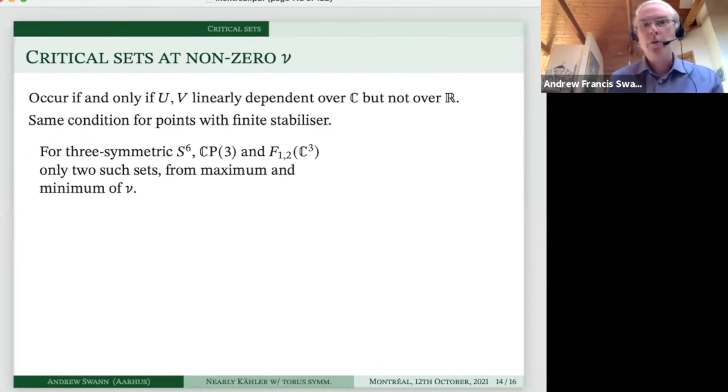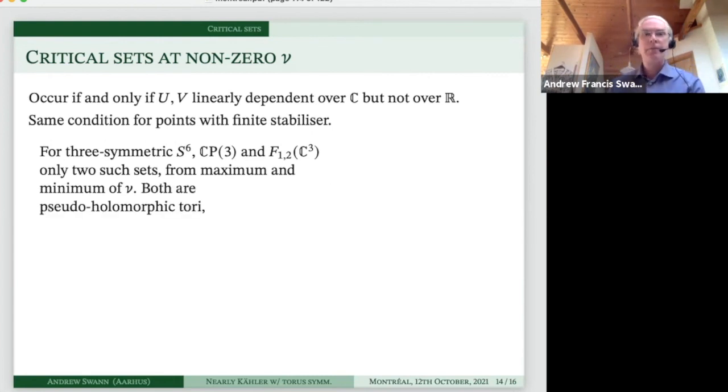So there are only two critical values outside of the zero value, and they occur exactly at the maximum and minimum of the multi-moment map. Both of these critical sets are pseudo-holomorphic tori, generated by U and JU. And there is a nice symmetry here in that the maximal value of the multi-moment map is actually minus the minimum value.